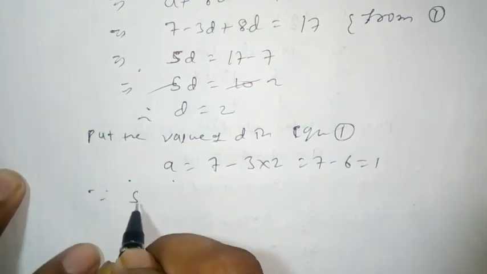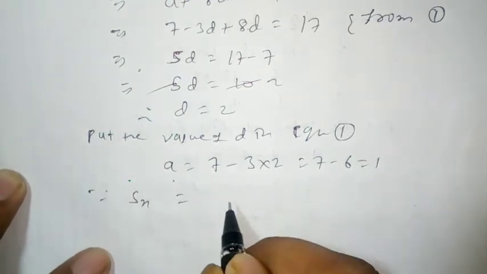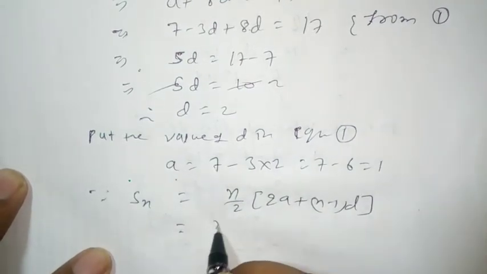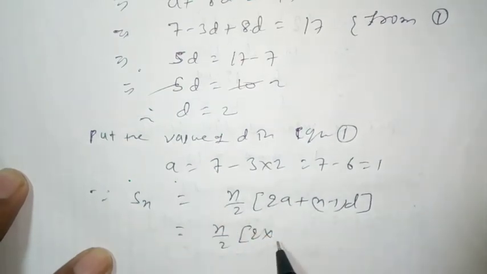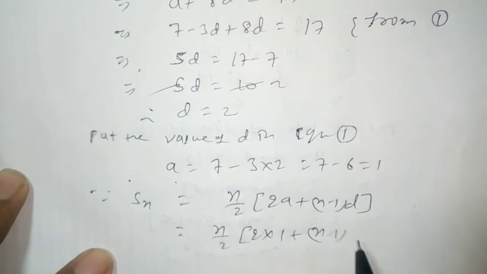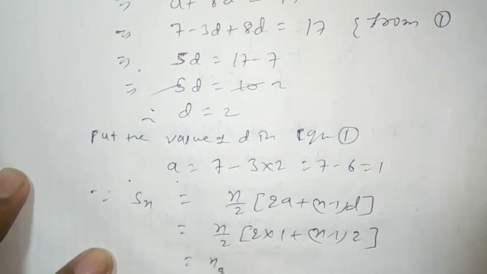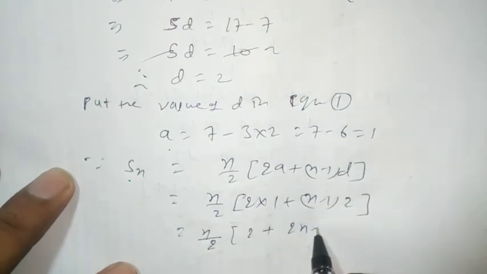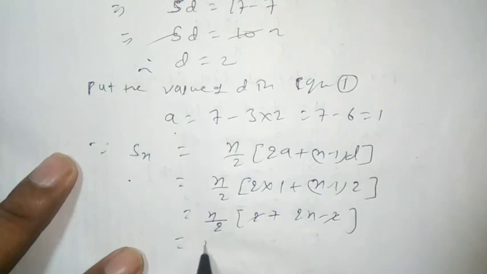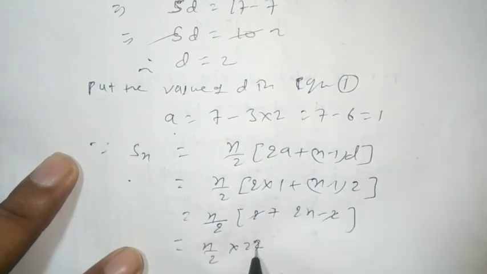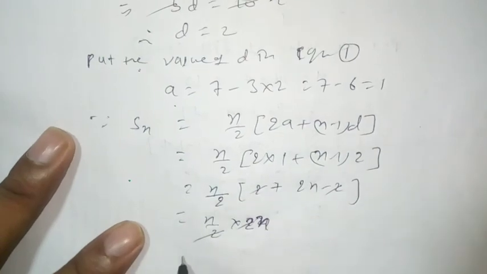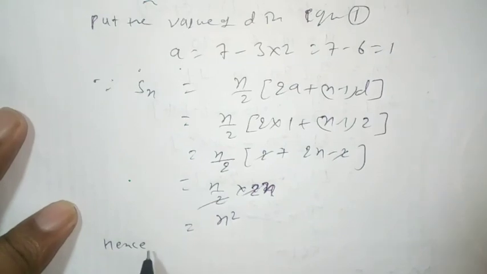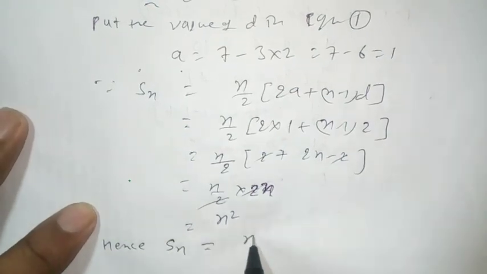Now because Sn is equal to n by 2 into 2a plus n minus 1 into d, is equal to n by 2 into 2 into the value of a is 1 plus n minus 1, d is equal to 2, is equal to n by 2 into 2 plus 2n minus 2, 2 cancel, n by 2 into 2n, 2 cancel, n into n is equal to n square. Hence Sn is equal to n square.